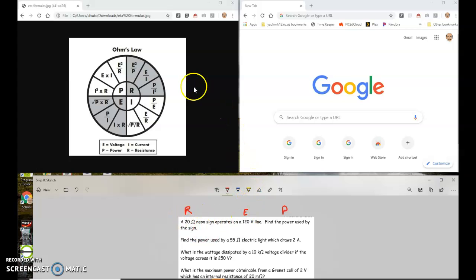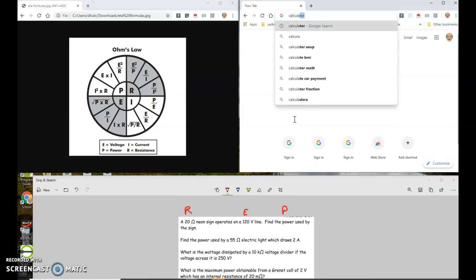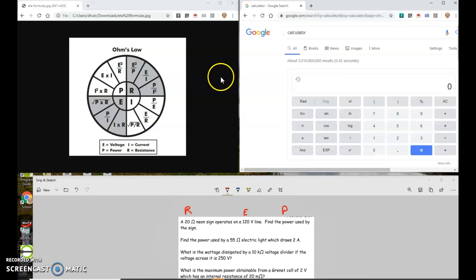So if we come up here to our formula wheel, we're going to see that P right here is equal to E squared divided by R. So go to our calculator, and again I'm just going to use the Google calculator. So I'm going to tap calculator in the search box, and the Google calculator will pop up, and we'll be ready to go with this problem.